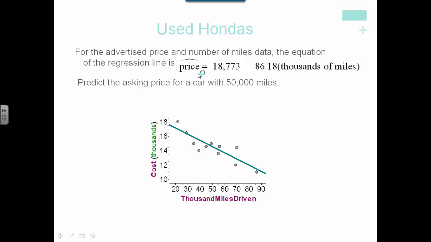Back to our example, again with the equation of the Hondas. To predict the asking price for a car with 50,000 miles, we would plug in 50,000 miles, that's our x, remember, into the parentheses here. That would be multiplied, and that would give us our predicted value. We can also look at the graph to see, according to the line, what the predicted value cost approximately would be.